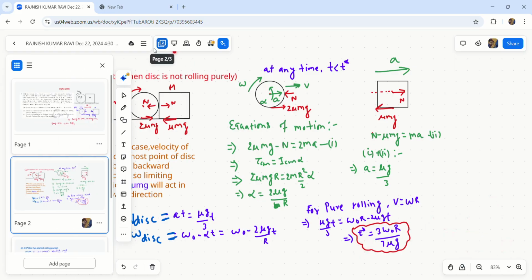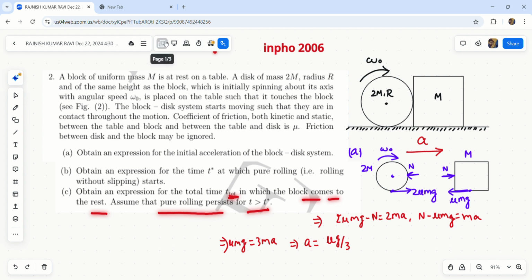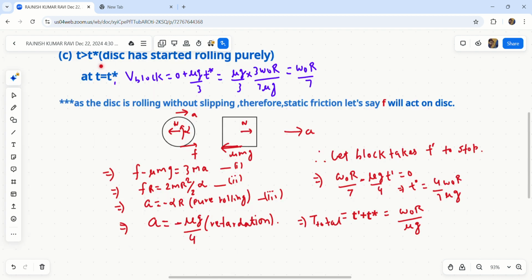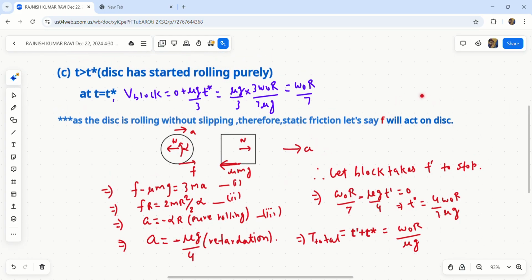Now in C part, we have to find the total time in which the block comes to rest. Assume pure rolling persists for t greater than t star. Now in the third part of the problem, we have to find the total time in which the block comes to rest.